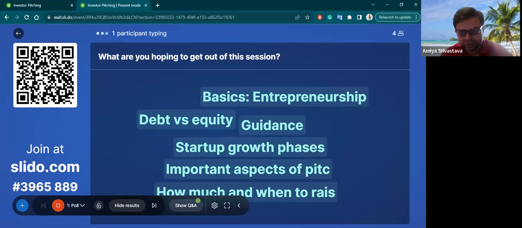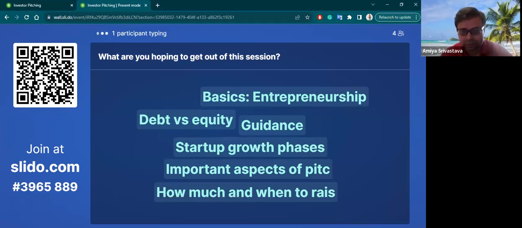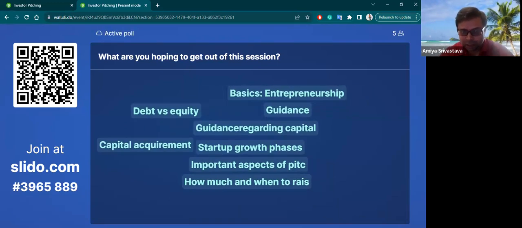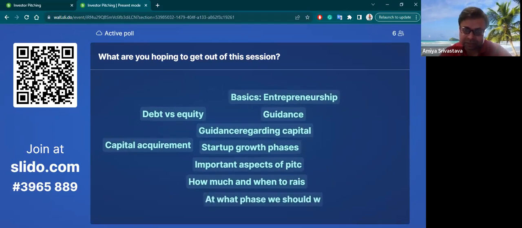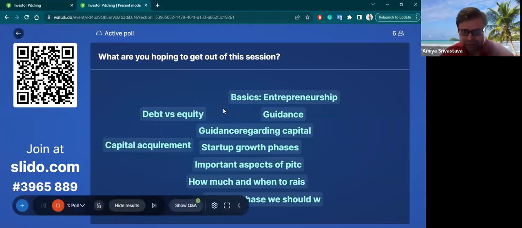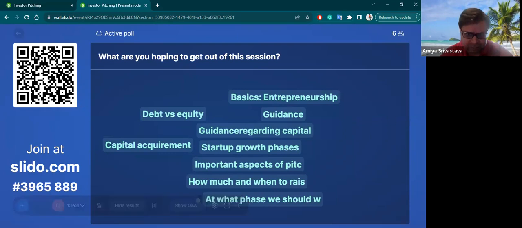Now, of these points, some of the things that we will be covering will be more in terms of pitching. Now, what we have to understand here is that some of the aspects, let's say, basics of entrepreneurship or debt versus equity, are a very wide topic, and you can have your own sessions about these. But some of the aspects in terms of guidance regarding capital, important aspects of a pitch, how much inventory is okay.